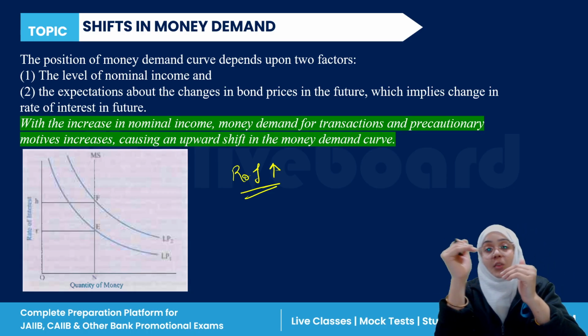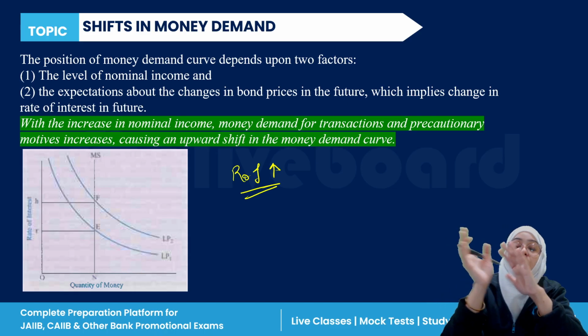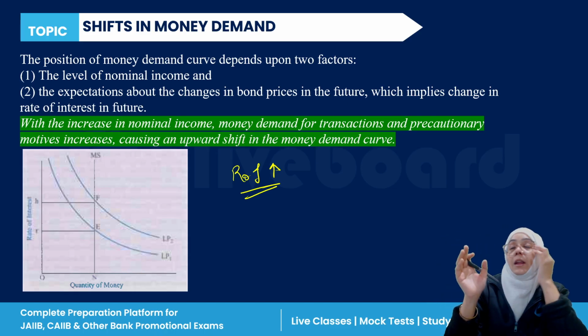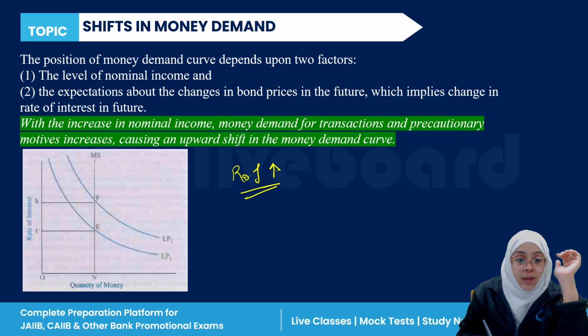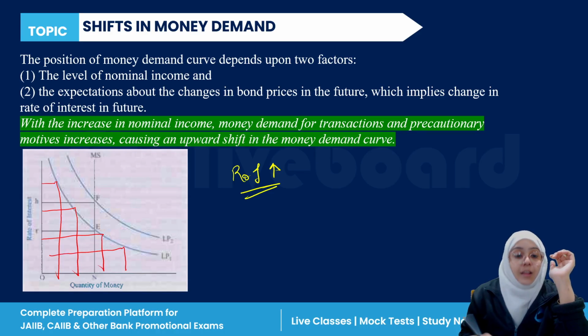So when the rate of interest rises, you will see the quantity of money held by the public reduces. So there is an inverse relationship. As the rate of interest rises, the quantity of money decreases. As the rate of interest decreases, the quantity of money increases.